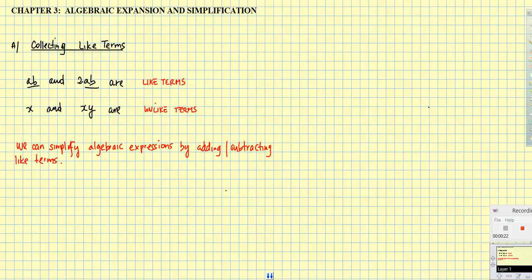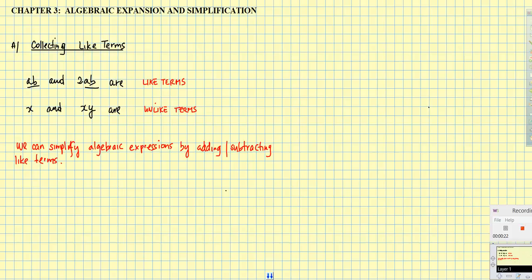Alright, so let's get started very quickly. Some of these things you will already have done. You will have seen most of these things from last year, I'm assuming, so this should not be a very long lesson at all. We're going to be looking at three separate sections today. The first one is algebraic expansion and simplification. We're going to be looking at just collecting like terms.